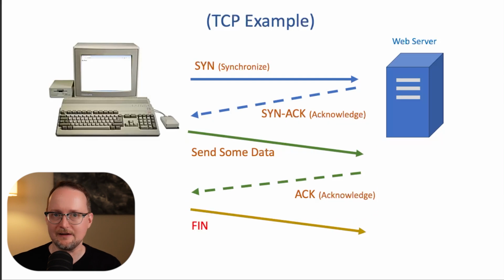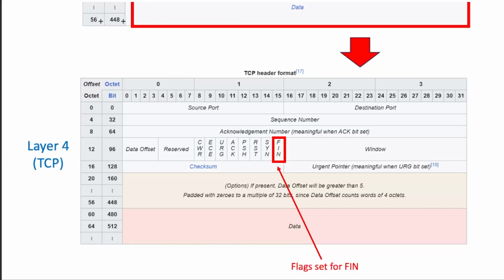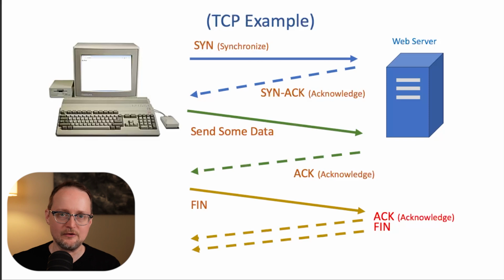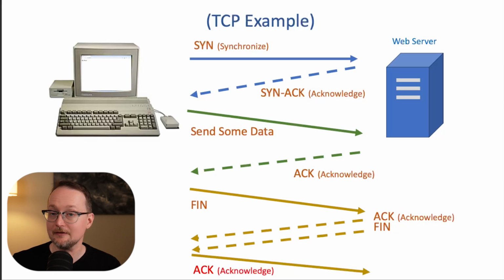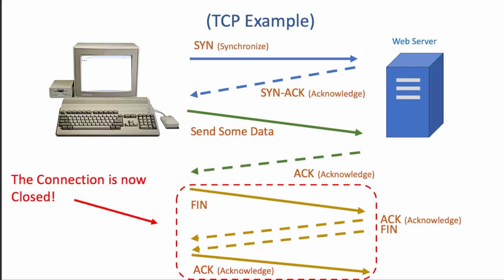When the client is finished sending the data, it'll set the state to FIN to let the server know that it wants to close the connection. And the FIN state would be set here in the TCP segment. The server then sends two responses to let the client know that it's acknowledged the request and is ready to close the connection. The client will then acknowledge that the connection is closed. And at this point, the connection is finally closed.